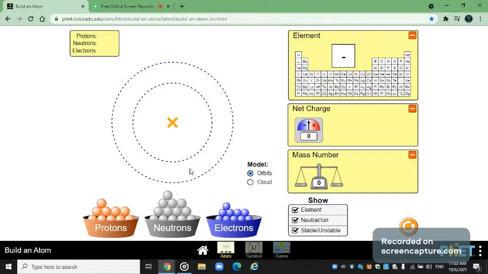But actually there's something before that. In atoms, there are three subatomic particles, which are protons, electrons, and neutrons. And there are two things: relative charge and relative mass. In the proton, the relative charge is +1. That means it has a positive 1 charge.